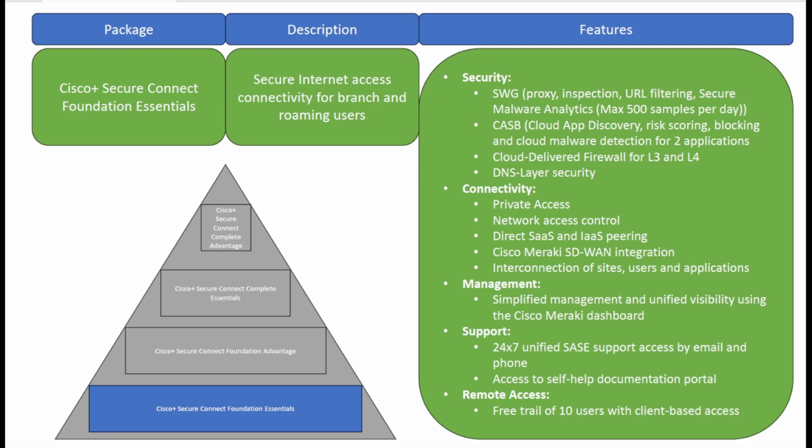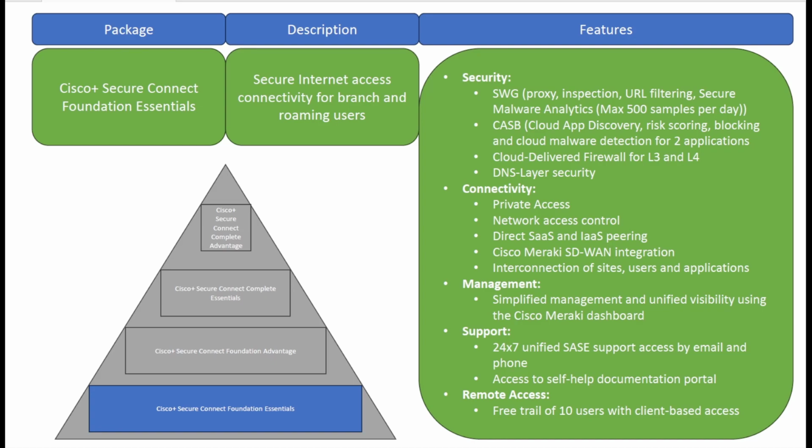We then have the CASB, or the Cloud Access Security Broker, and that's going to be looking at cloud application discovery, risk scoring for those apps, as well as blocking, and cloud malware detection for up to 2 applications as well. We then have the Cloud Delivered Firewall. That's also included in this package, and it's going to be allowing us inspection, or the ability to look at layer 3 and layer 4.